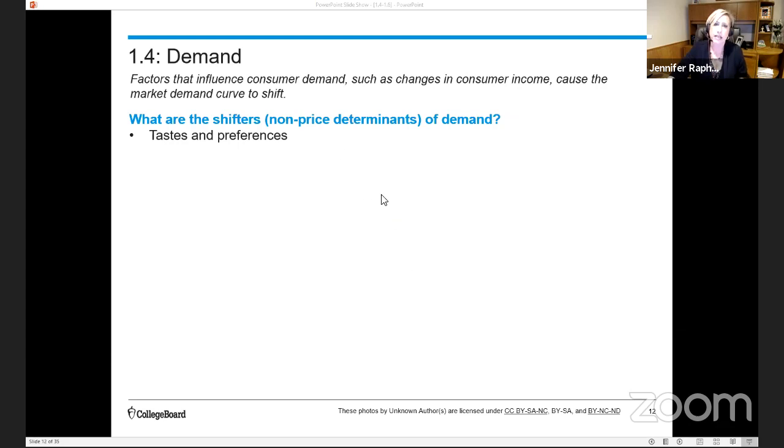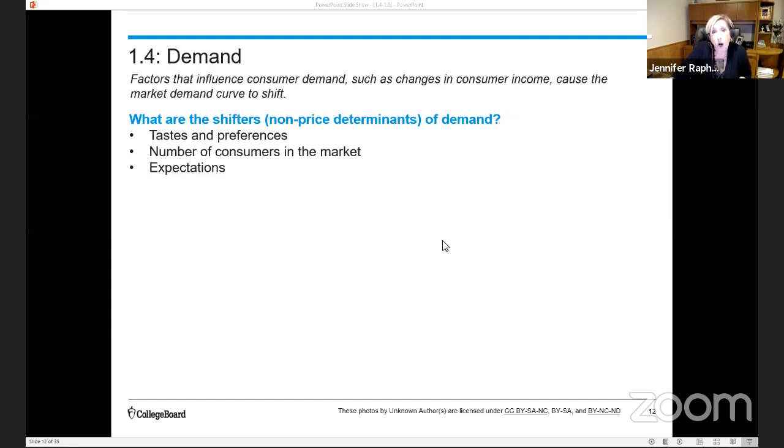So if there's a change in tastes and preferences, that's going to change consumers' willingness to buy a good at any price. The number of consumers in the market is also a shifter of the demand curve. So for example, the age at which you can rent a car in the United States is 25. You must be 25 years of age in order to rent a car. Now imagine that all of a sudden the rental car companies decrease the age and make it 18. Well, what's going to happen to the number of people who seek to purchase a rental car? It's going to increase. So if there's an increase in the number of consumers in the market, the demand curve is going to shift to the right.